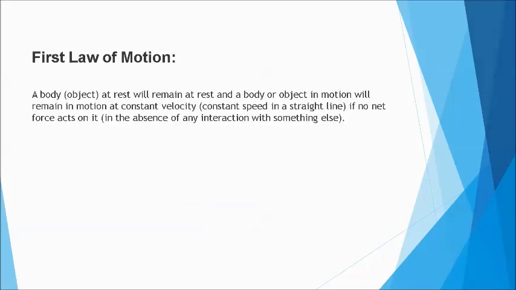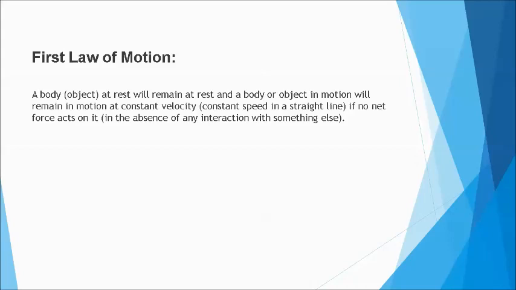And the first law of motion states that a body or an object at rest will remain at rest, okay? And a body or object in motion will remain in motion at constant velocity. And when we say constant velocity, it is a constant speed in a straight line, and it stays that way if no net force acts on it. Okay? In other words, in the absence of any interaction with something else.